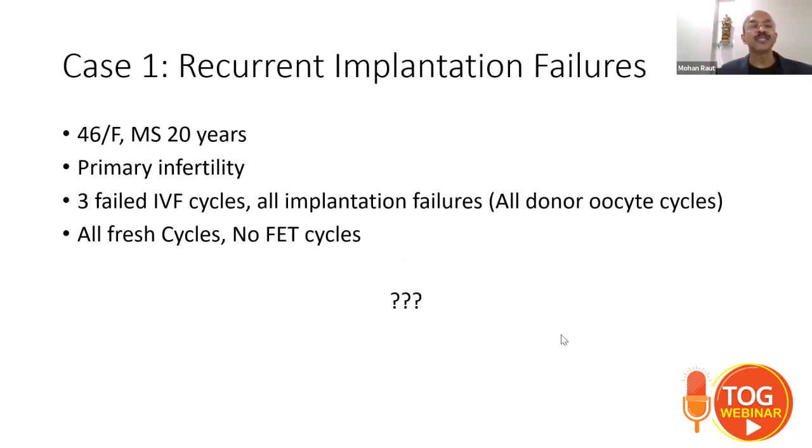So, madam, this is your case of recurrent implantation failures. A 46-year-old female, married since 20 years, history of primary infertility, 3 failed IVF cycles or donor cycles, all fresh cycles, no FETs. And how did you tackle, madam?